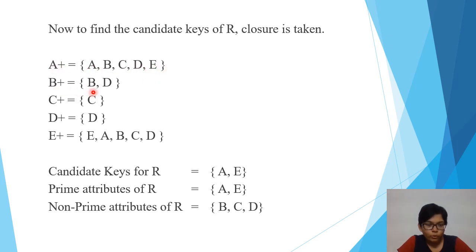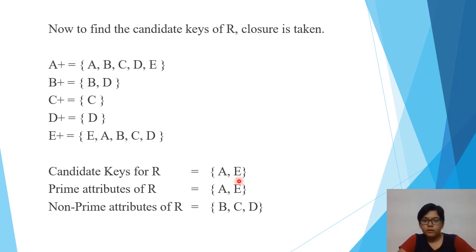B can determine only two, like every attribute can determine itself. C can determine itself, D can determine itself. But apart from these, how many attributes can they determine? B can determine B and D. And similarly we have E, and E can also determine all the attributes according to those functional dependencies. So candidate keys of R are these two, A and E. Separately they are candidate keys, not together. A and E together will become a super key.